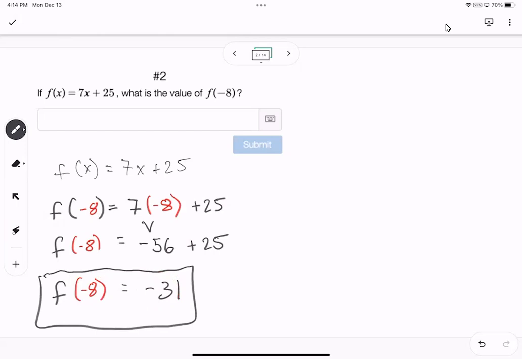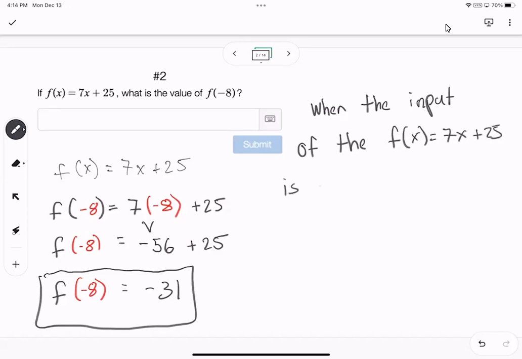I'm going to write that out. So, because we want to see answer statements, when the input of the function of x is equal to 7x plus 25 is -8, the output is -31. Another way we can write that is the input is -8, the output is -31.